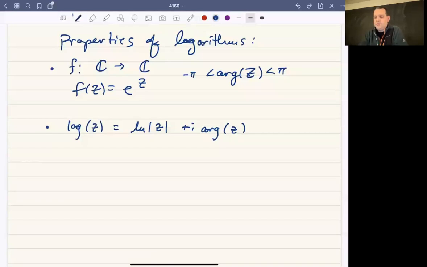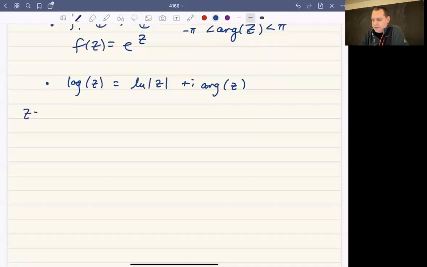So I want to take some time and talk about some properties of the complex log. In particular, I want to recall that if you have the complex exponential, you have to define what's called a branch. In our case, we're going to use what's called the principal branch, which is from negative pi to pi. But really, any interval of length 2 pi will do. You can also define the complex logarithm. That's defined as the natural log of the modulus of z plus i times the argument of z. And so I want to show you a few properties of complex logarithms here.